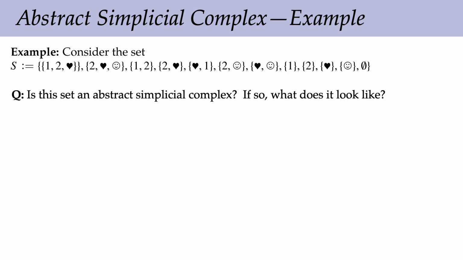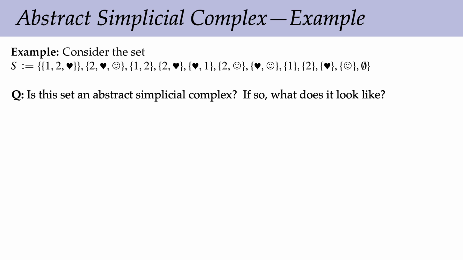Okay. So the first thing you might do is just go to each set and check: are its subsets also in S? So I have the set {1, 2, heart}. Can I find {1, 2}, {2, heart}, and {heart, 1} in this set? Sure. And by the way, because these are sets, I don't care about the ordering. It's {heart, 1} or {1, heart}. Okay. What does it look like? How is it connected up?